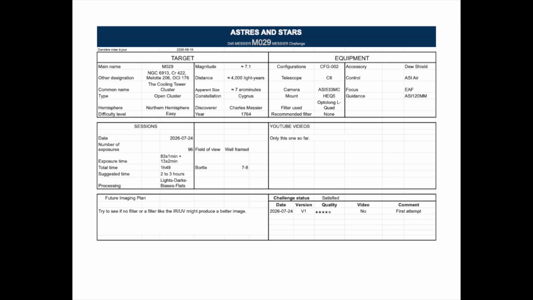Here is the complete information sheet for this imaging session. You will find the main characteristics of the object, the acquisition parameters, the equipment I used, as well as useful information if you'd like to photograph it yourself. I intend to keep this sheet updated and add new versions to the description below if I revisit this object.